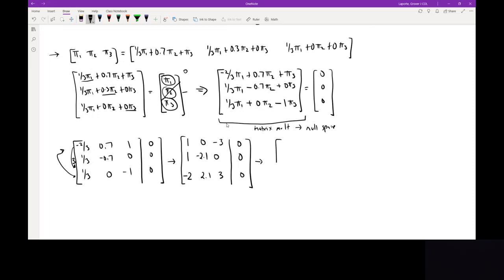The next thing I'm going to do is simply multiply this row by a negative 1 and then a 2. So I'm going to multiply this row by a negative 1 and add it to the second one. So I get 1, 0, negative 3, 0, and then 0 here. Negative 2.1, and then a 3, and then a 0, and then multiply this guy by 2 and add it to the last one, and I get 0, 2.1, negative 6 plus 3 is a negative 3, and a 0.